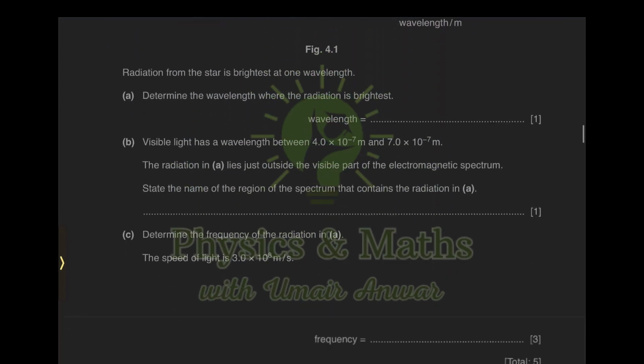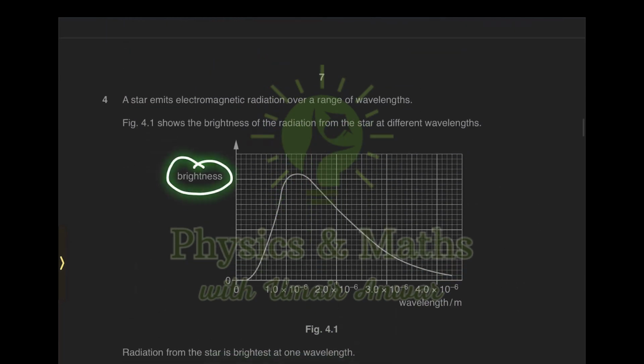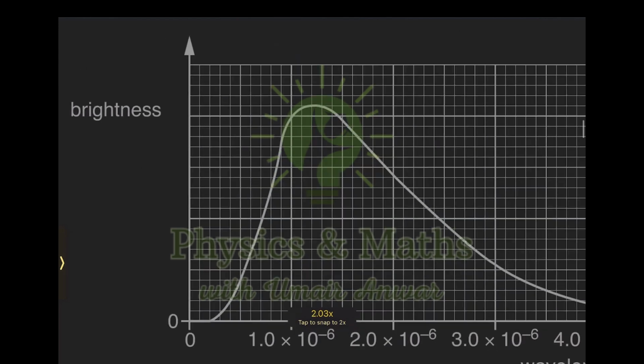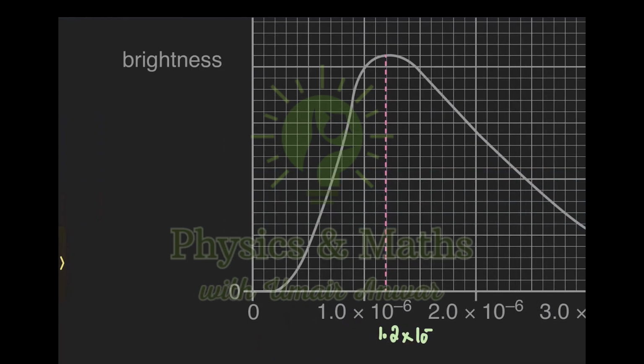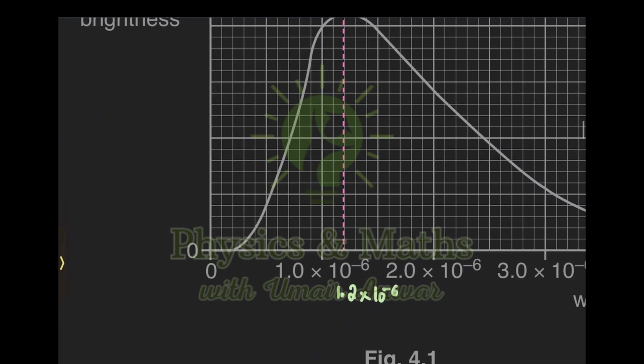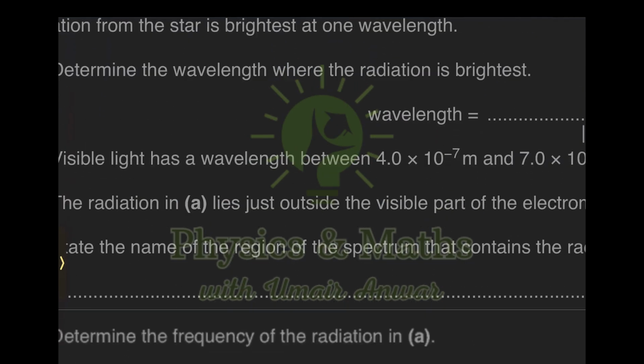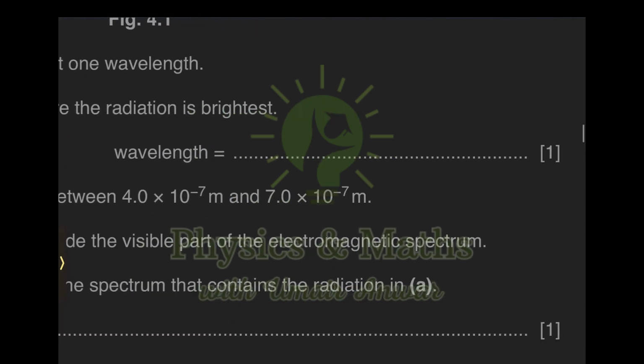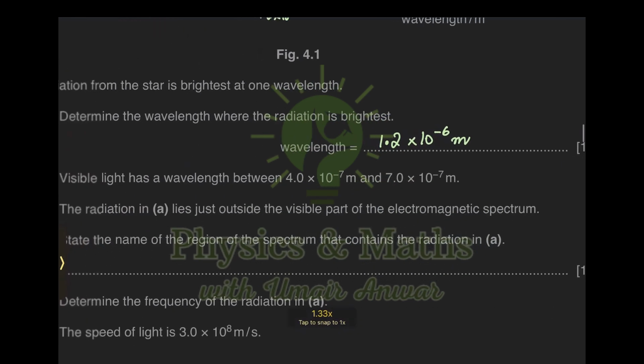Radiation from the star is brightest at one wavelength. Determine the wavelength where the radiation is brightest. Now for the brightness, we are going to see the level of the y-axis, and we can see that the brightest wavelength is here. So we are going to match this point with the x-axis and find the value. As you can see, I've made a dotted line on the graph, and it is connected on the x-axis at a value of 1.2 into 10 raised to minus 6 meters. So this is where the brightness of the radiation is brightest according to the given graph, and the same answer is going to be written here, 1.2 into 10 raised to minus 6 meters.